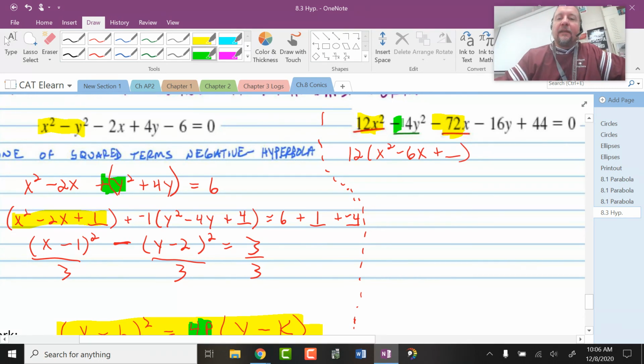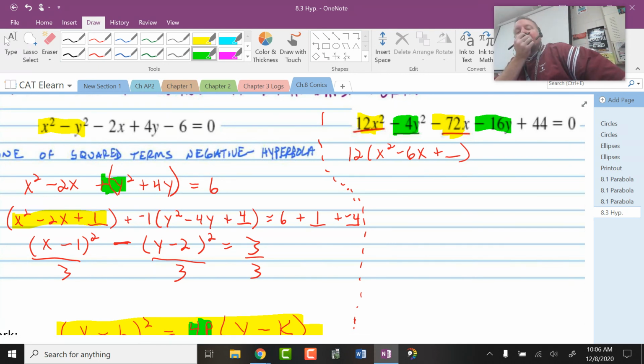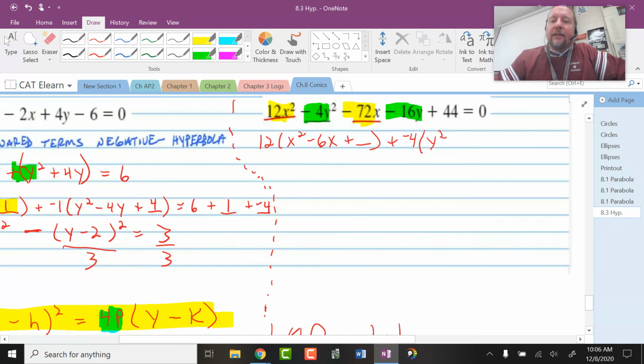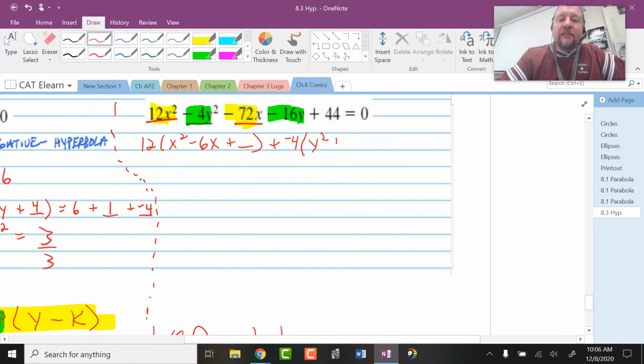When I group these two together, what do I really have to take out? Brianna? You are correct. And we're going to write it like this. Plus negative 4 and then y squared, don't make a mistake on this. We're done with that other one. Plus 4y.